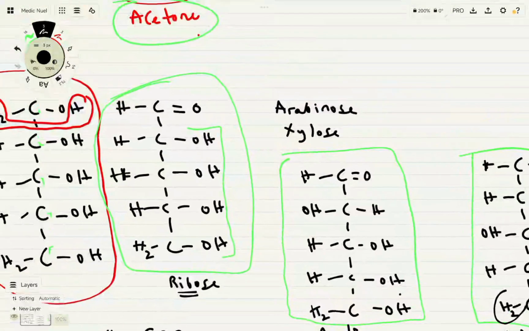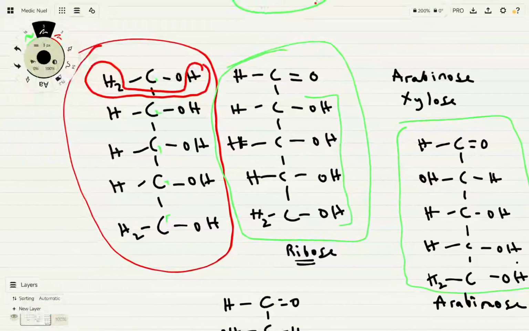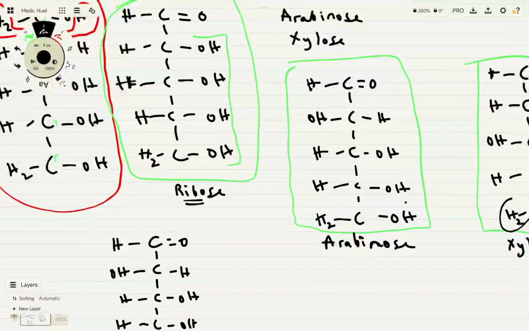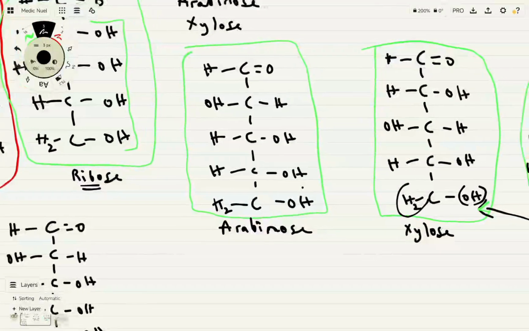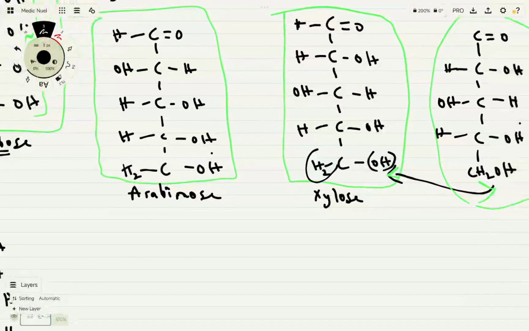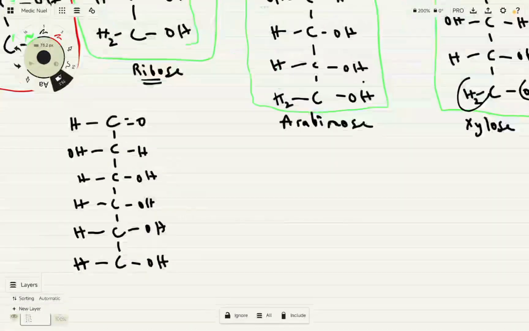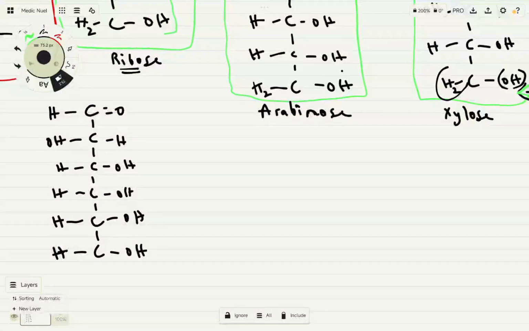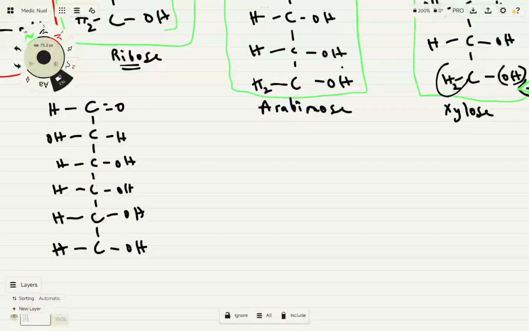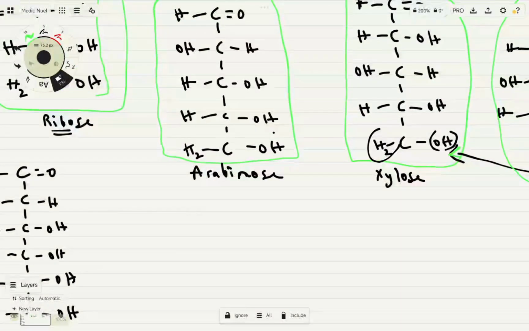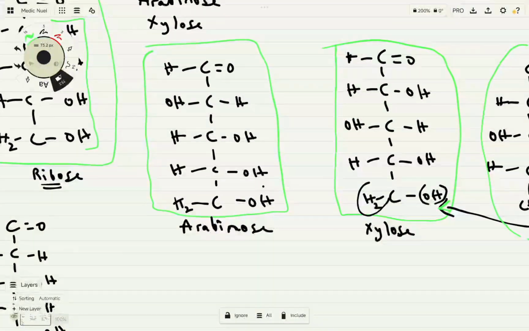What am I drawing? Sorry, I think I made a mistake. Okay, this is arabinose. I actually drew arabinose instead of xylose. I'm going to correct that. Okay, so to correct it, 1, 2, 3, 4, 5, 6. So I'm going to draw the structure of xylose.